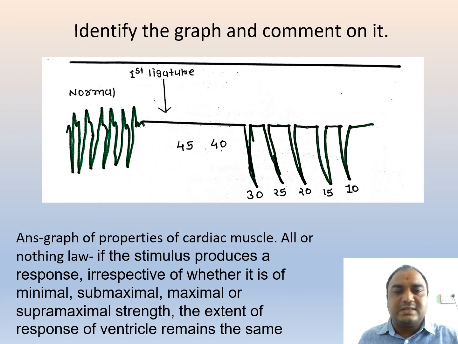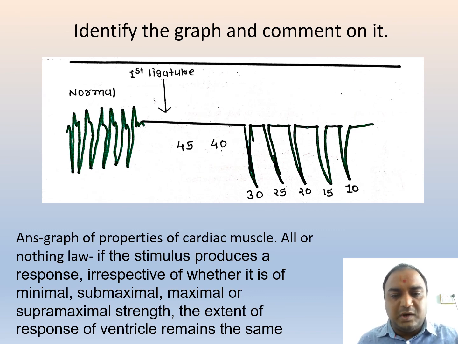Now identify this graph and comment on it. You can see this is a normal cardiogram, then some flat line, then you can see 30, 25, 20, 15 or 10. These are the strengths of the stimuli, then 40 and 45. You can see there is a response, but it is a similar response.